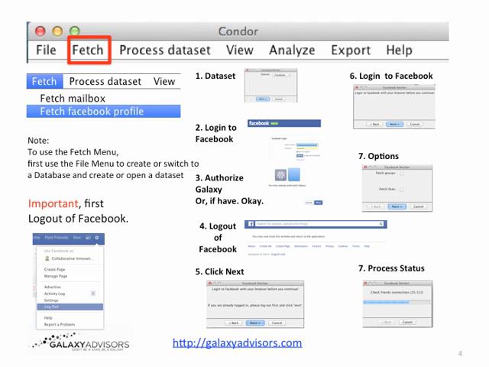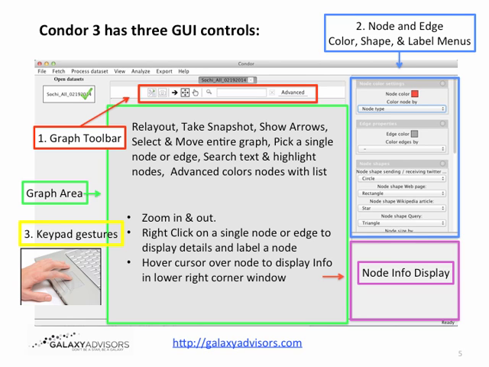Then finally you'll see a little process status bar. Click through and it will provide you with an idea of how many Facebook profiles it's importing, and once that's all done, you'll be able to use the View menu to provide a static view. At the static view, Condor 3 has 3 visual controls. The first one is the graph toolbar indicated in red, and then on the right you'll have the node and edge pick menus. Finally, the third area is the keypad gestures to zoom in and out and manipulate the graph. More on this a little bit later.